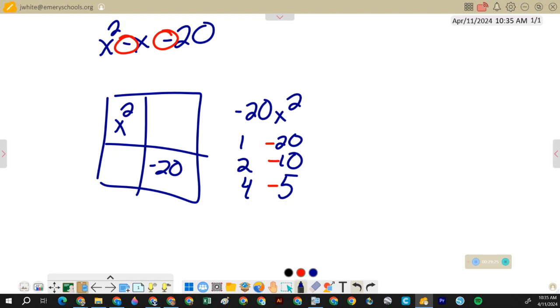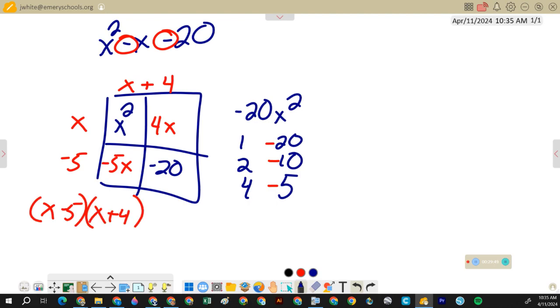Is there a factor pair that gives me negative 1x? 4 and negative 5. So 4x and negative 5x. Pull out an x, and I get x plus 4. Pull out an x, and I get x minus 5. So my factors are x minus 5 times x plus 4. What are the roots? The roots would be 5 and negative 4. Okay. All right, turn the page.